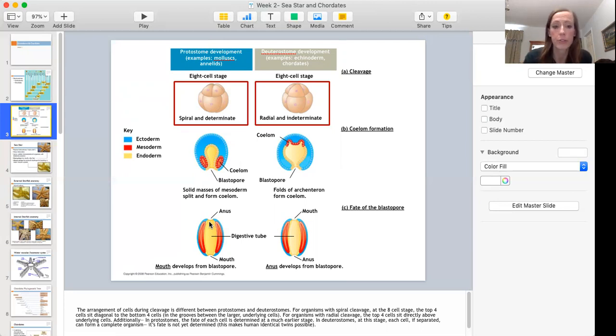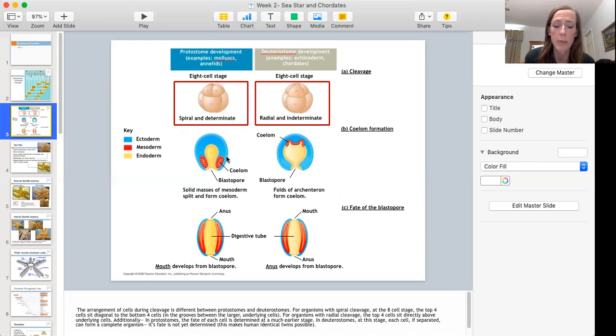And so for protostomes, that first indent, that blastopore, is going to become the mouth. The ones we're looking at today, deuterostomes, that first indent will be the anus, and then the mouth will be the second opening that is formed through extension of that digestive tube. Okay, so that was one major difference we talked about last week.